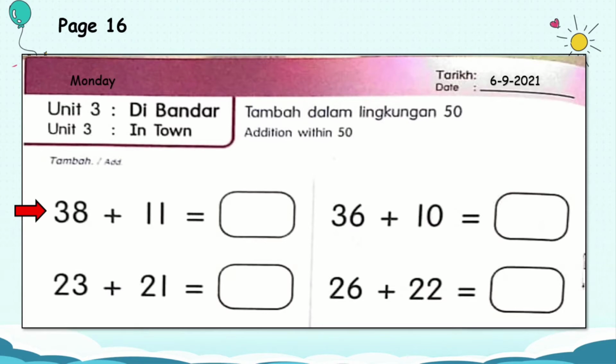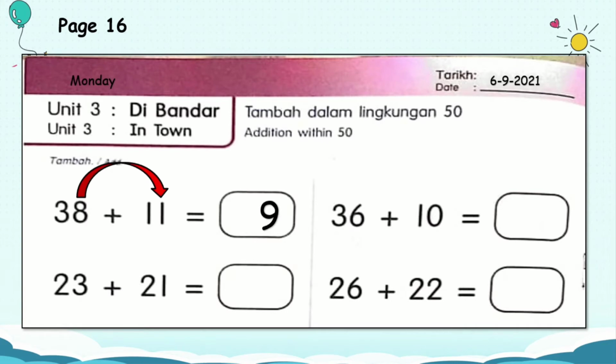38 plus 11 equals to, teacher hopes that you can do this because we have learned many times about additions. But this time will be addition within 50. So we have to do the ones first. The ones here will be 8 and 1. 8 plus 1 will be 9.